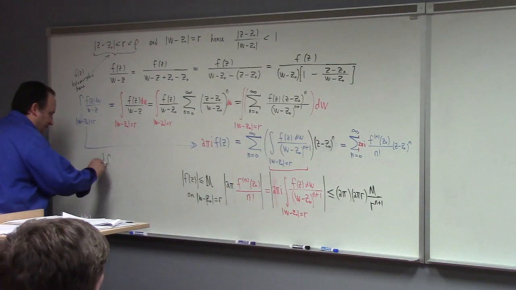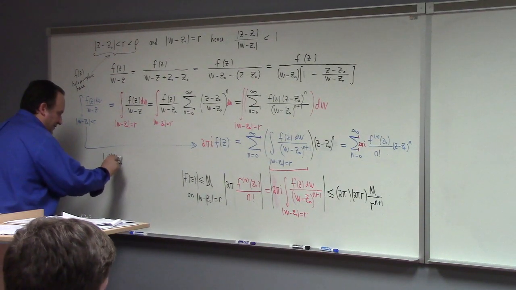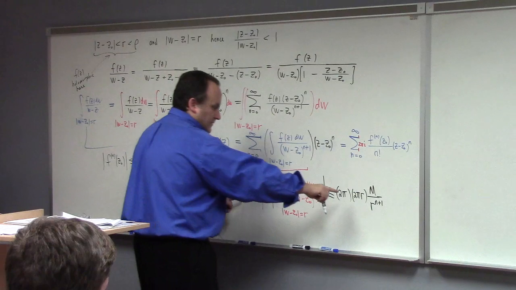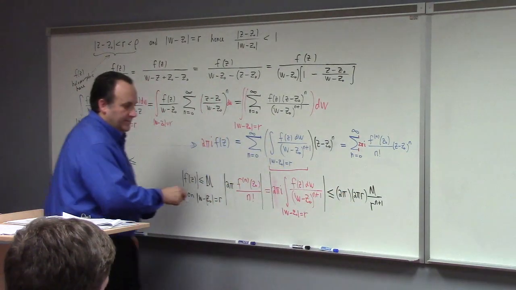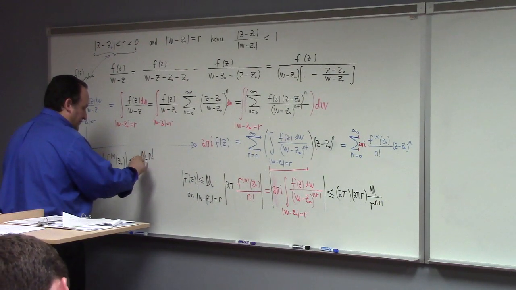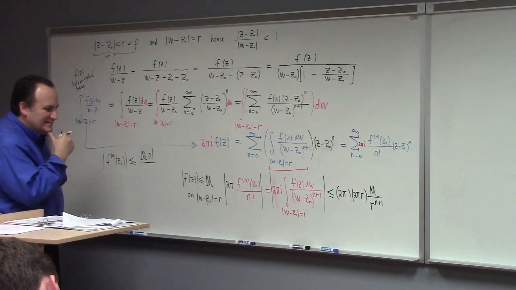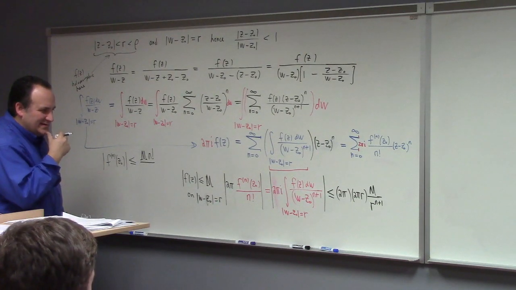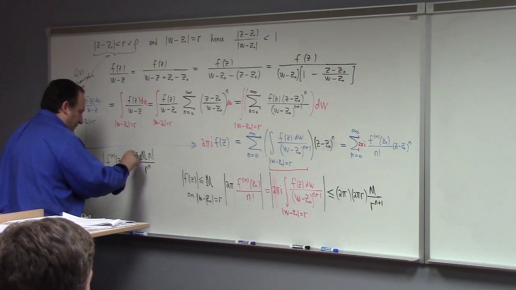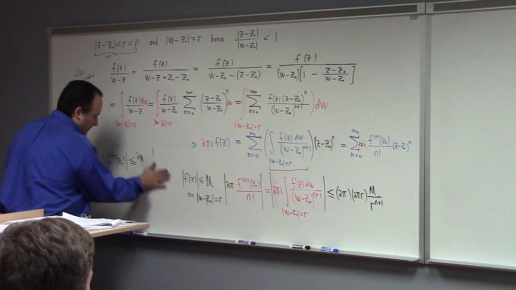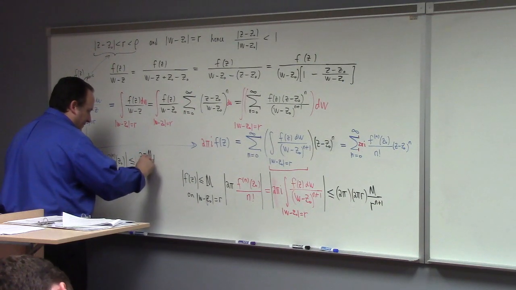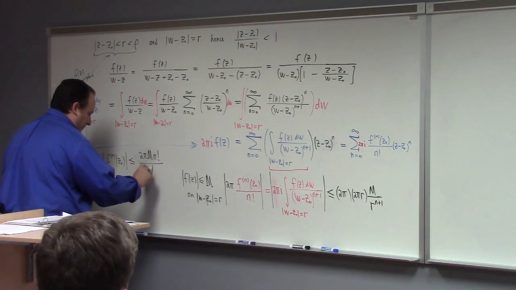The modulus of the nth derivative at z_0 is bounded by what? Looks like M, if I'm not doing this wrong, n factorial, divided by r to the n. And I still think I've got a 2 pi up there from the ML theorem, right? Yeah. Look what I've done: 2 pi M n factorial divided by r to the power n.